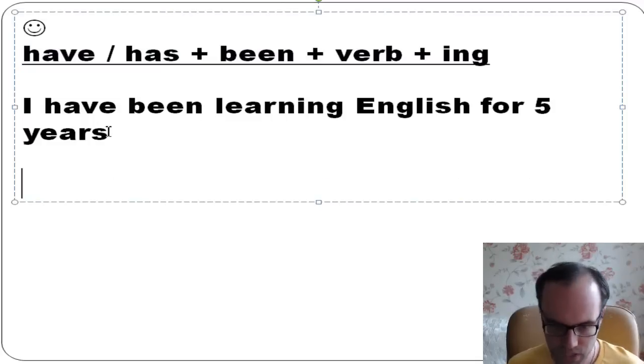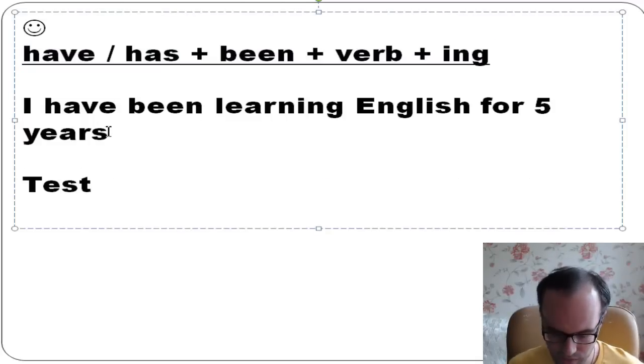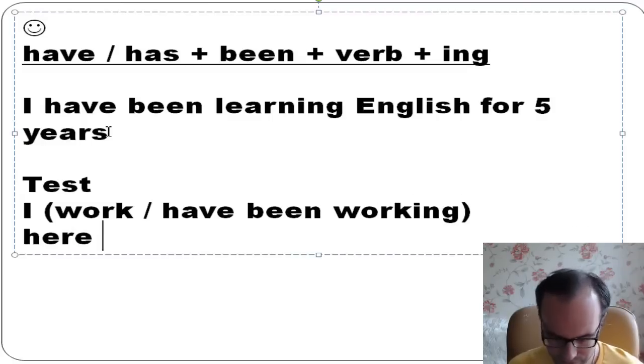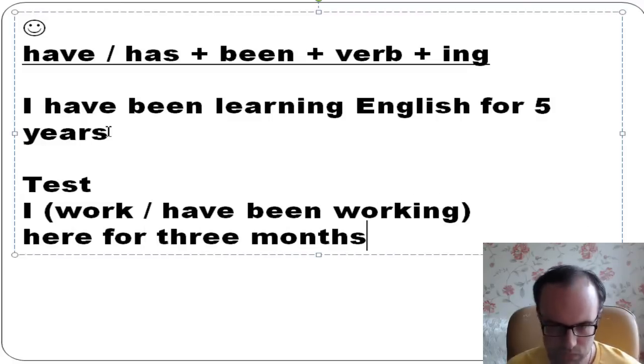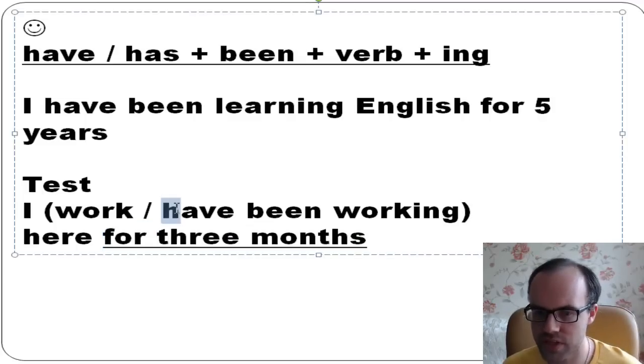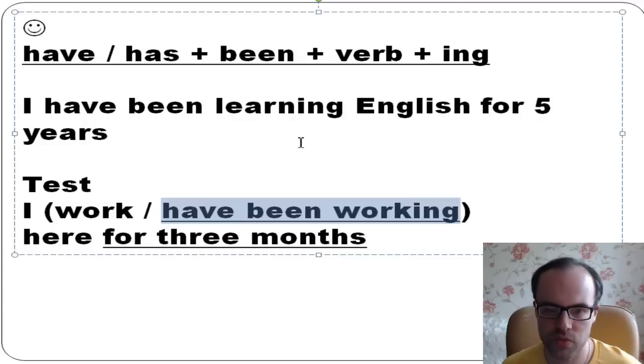So only this way. And there is a short test for you. I work, or I have been working here for 3 months. What are you choosing? Please think. For 3 months tells us that I started working here 3 months ago and I'm still working here. So it's present perfect continuous only this way. I have been working here for 3 months.